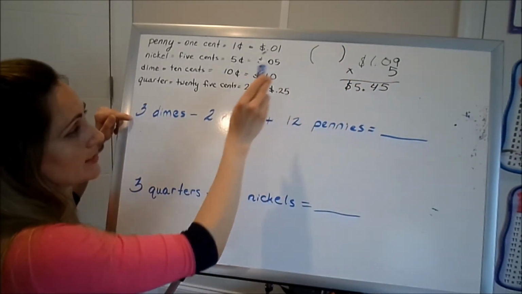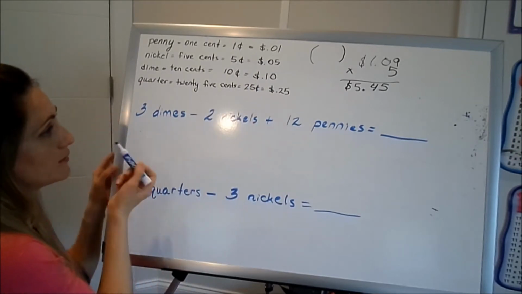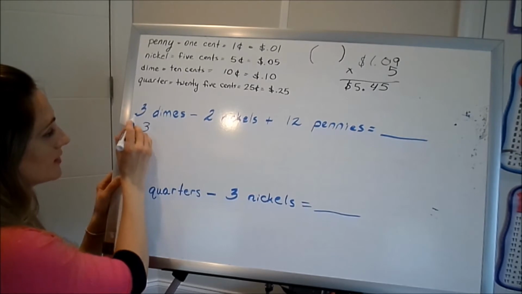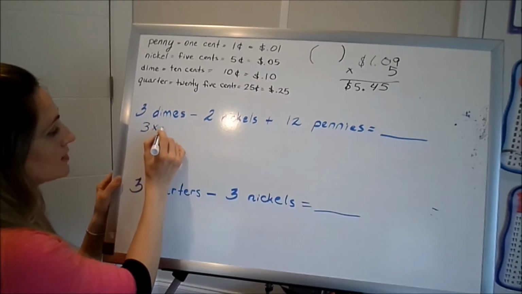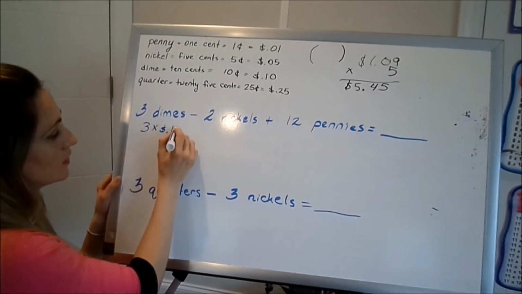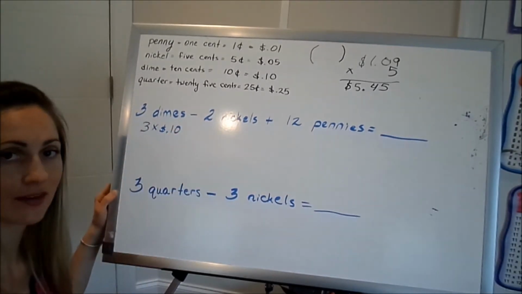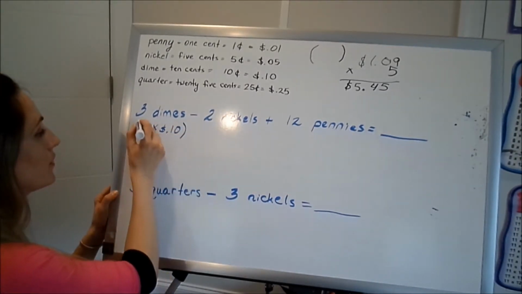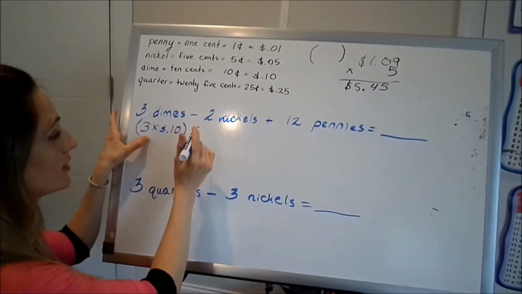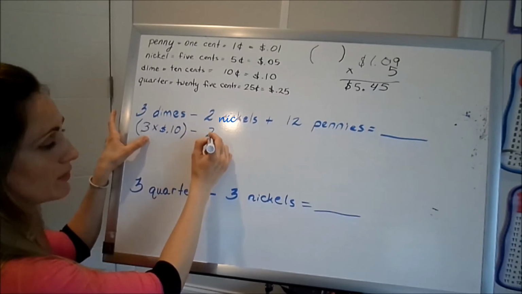You're going to use parentheses to show that 3 dimes is written in math like this. 3 times 0.10. Okay? But you have to put it in parentheses because this multiplication stands on its own. You're not going to subtract 2 from it.